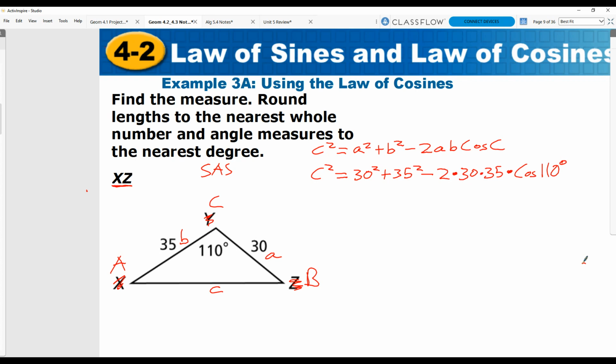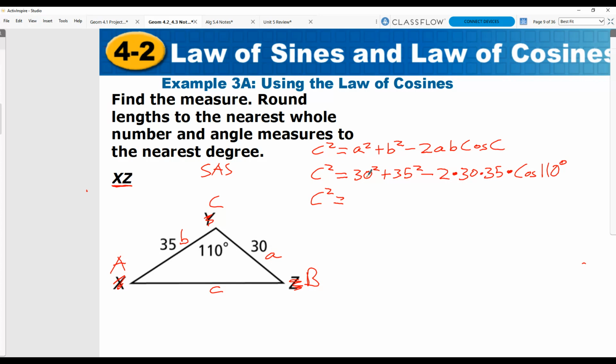All we did was take that big mess of a formula and plug in all of the numbers where they belong. Now that we have all the numbers, it is just a matter of going through and calculating. I'm going to calculate these one step at a time for you so you can see what we get. C squared is what we're trying to calculate.